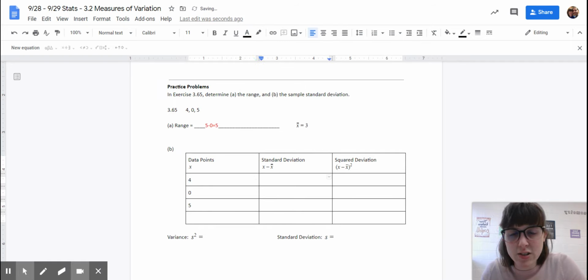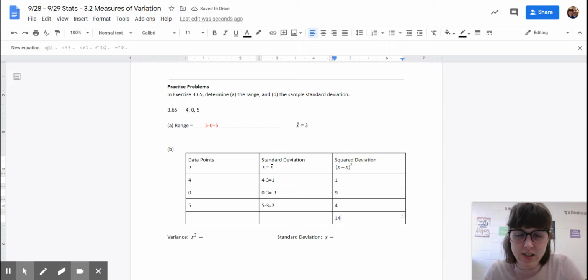Okay. Now, for standard deviation, you're going to take each of these data points and subtract the mean, which we found to be 3. So 4 minus 3 is 1. 0 minus 3 is negative 3. And 5 minus 3 is 2. Okay, here we're going to square those numbers we just found. So 1, 9, and 4. And when you add those together, you should get 14.